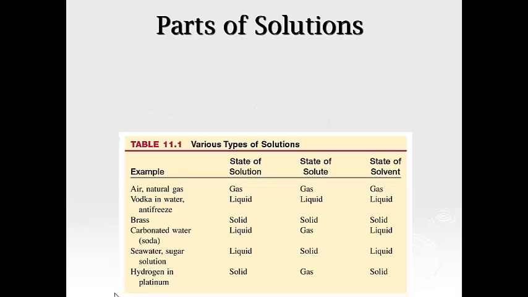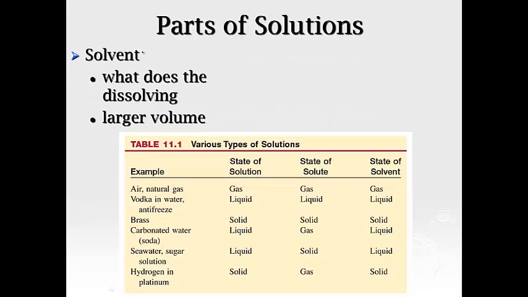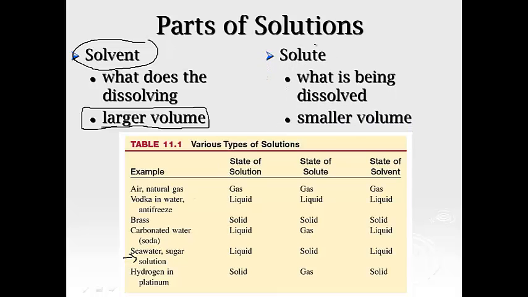Now, for parts of solutions, there are two terms that are really important. The solvent is what does the dissolving. We have to have a broader definition and also include that this is the substance that has a larger volume, because a lot of times, if we come down here to seawater and sugar solution, this is where we think of the water as the solvent. Then the other part of a solution is the solute. This is what is being dissolved, and this is the smaller volume. Again, if I come back down to seawater, this is the one we're most familiar with. We take a liquid and dissolve something solid in it, sugar, salt, etc.